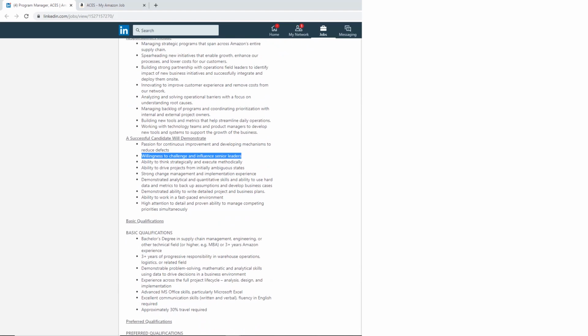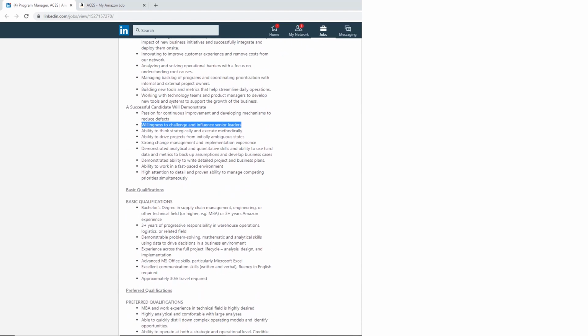Willingness to challenge and influence senior leaders. Now, this is about negotiation skills and is usually tested using have backbone, disagree, and commit as a principle. For example, tell me about the time when you had an idea that was refused support by upper management.